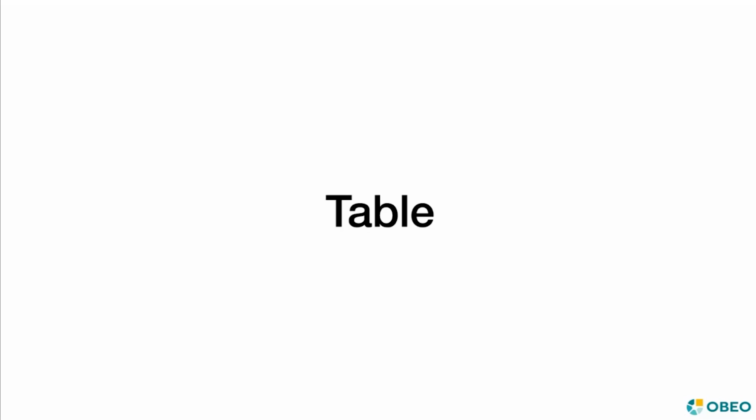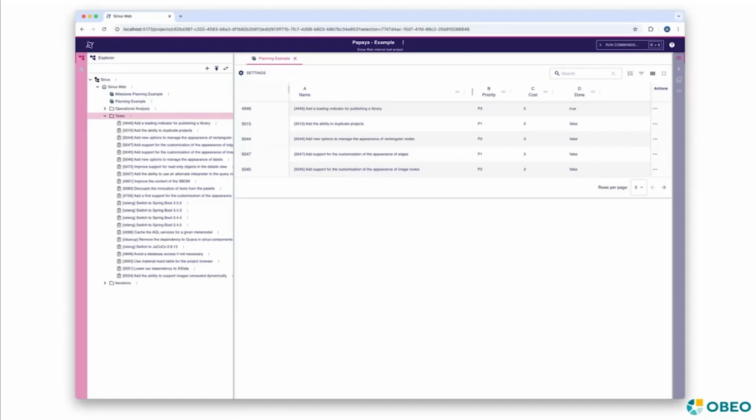We have introduced support for table late last year, in November or December, if I recall correctly, and worked on adding new features over the past 6 months. So this is what a table looks like inside of Sirius Web. The integration of tables is based on the framework Material React Table underneath. For my example, I will display and manipulate a set of tasks representing real Sirius Web tasks that we are currently working on or that we have done recently.